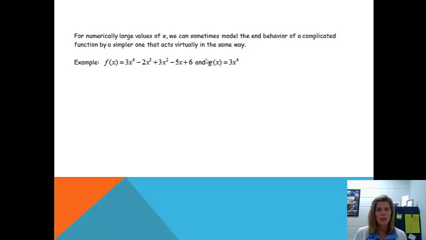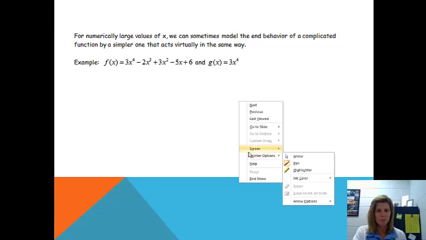All right, in order to get us closer to that, let me just read this. It says, for numerically large values of x, we can sometimes model the end behavior of a complicated function by a simpler one that acts virtually in the same way. So you'll notice we have the function 3x to the fourth minus 2x cubed plus 3x squared minus 5x plus 6, and a second function, g of x equals 3x to the 4. I went ahead and graphed those, and if you want to graph those on your own, that's fine, or you just want to look at what I have, that's fine as well.